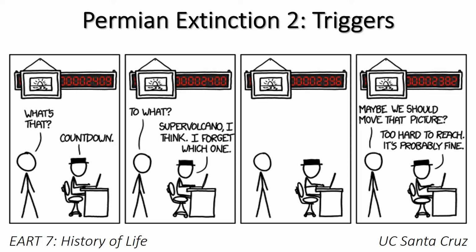Hi again, welcome to our second video on the Permian extinction. So last time you heard about some of the environmental factors that caused the extinction, such as low oxygen levels, higher temperatures, and ocean acidification. And so now we're going to talk about how all those factors are actually connected to each other and all caused by the same thing.